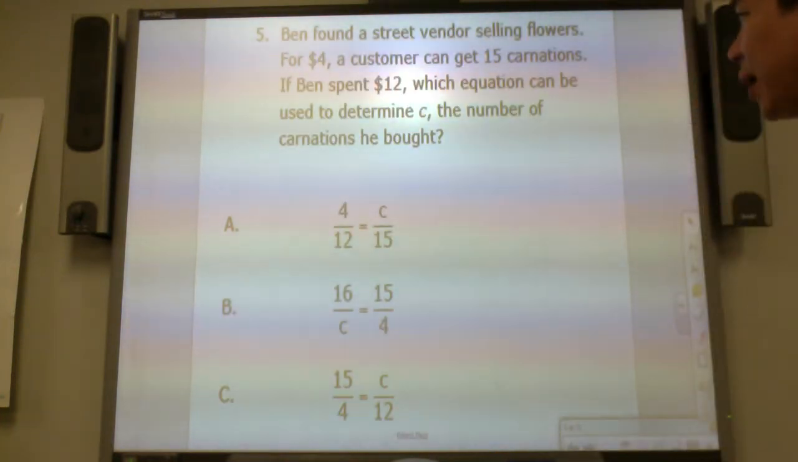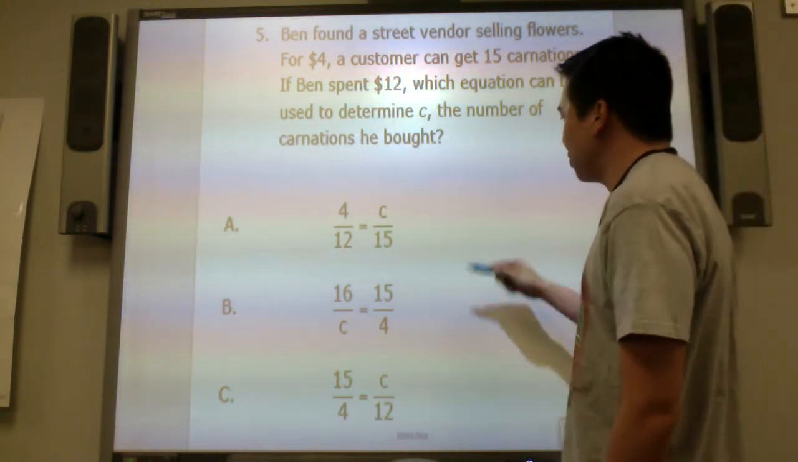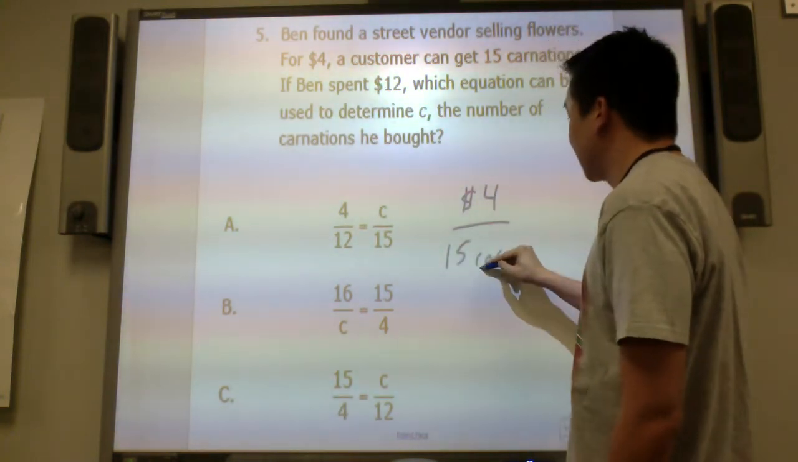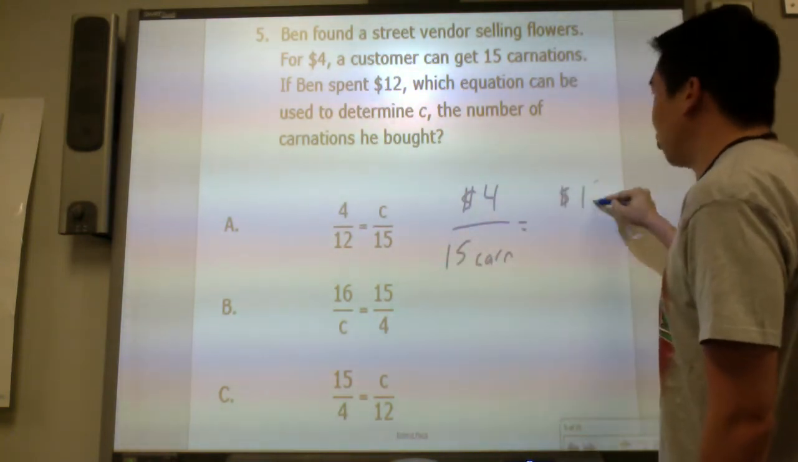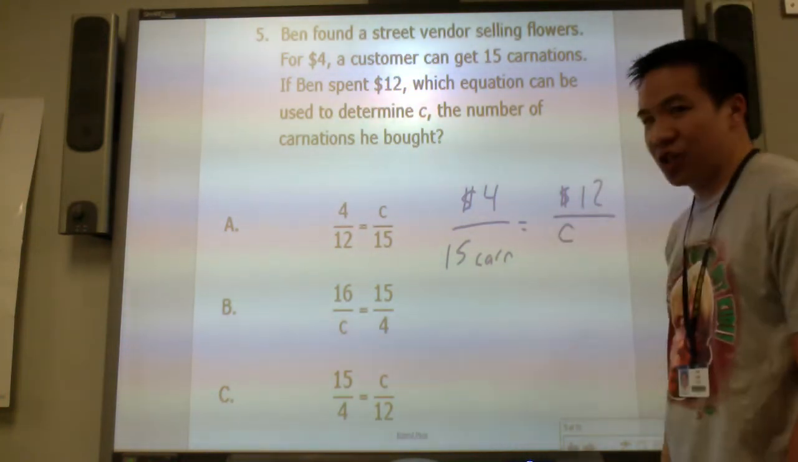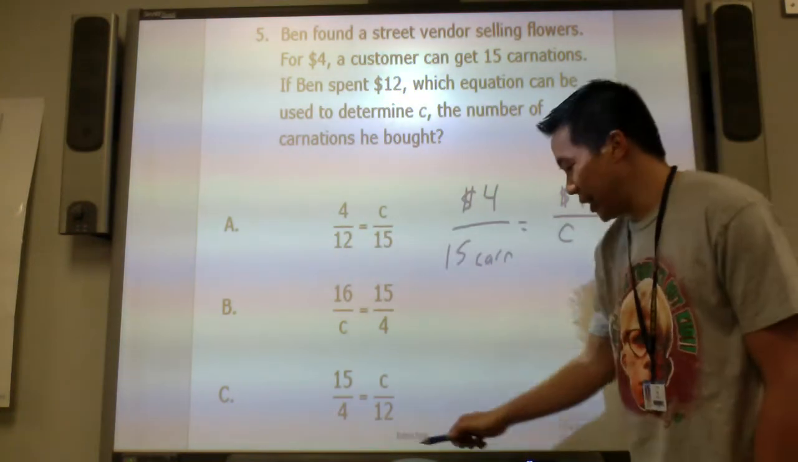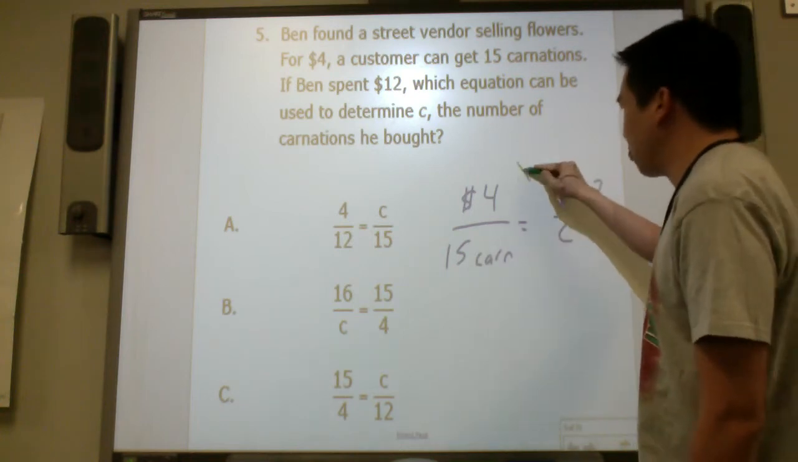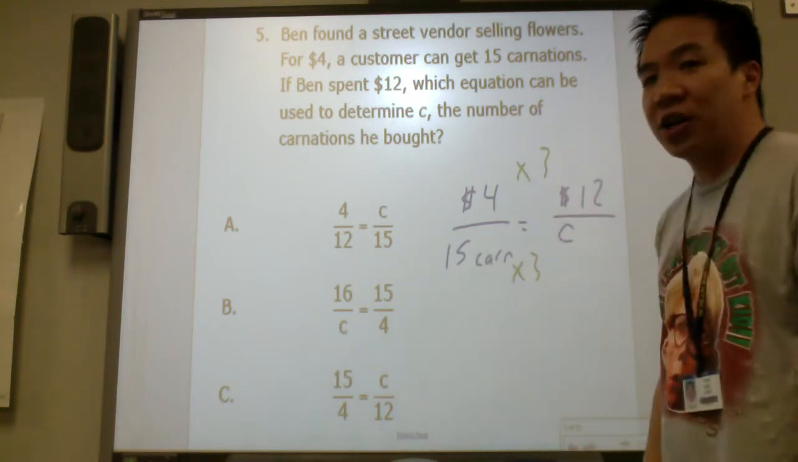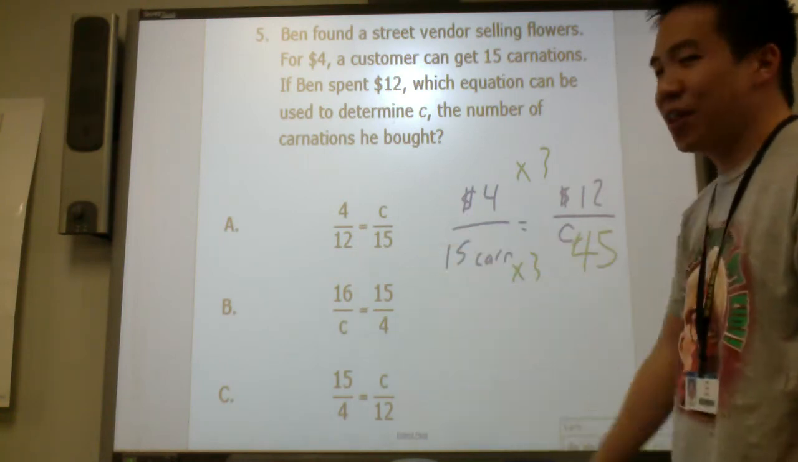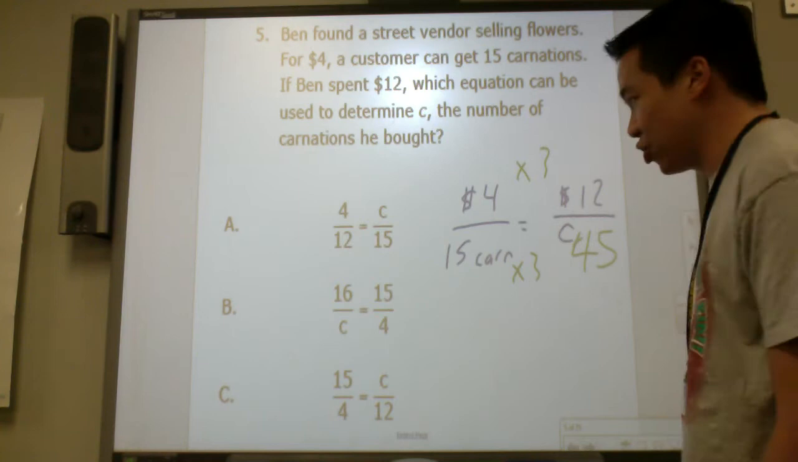Question number 5. Ben found a street vendor selling flowers. For $4, you will get 15 carnations. If Ben spends $12, which equation could be used to find the number of carnations? So let's solve this before we look at these choices. How do you build up from $4 to $12? By 3. So 15 carnations times 3 is 45 carnations. So which one of these will give me that same answer?